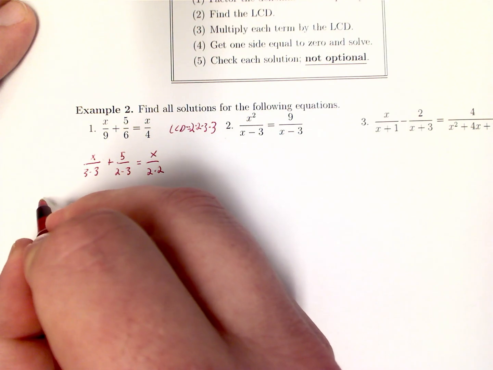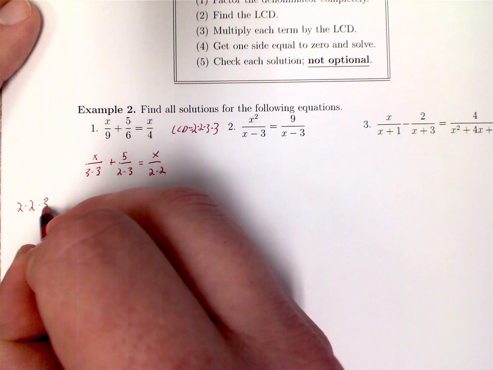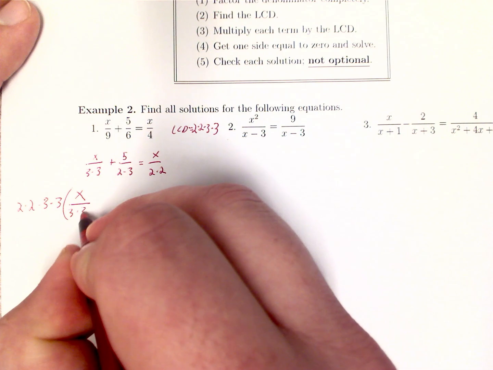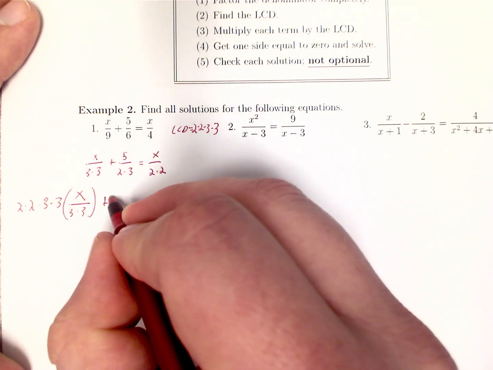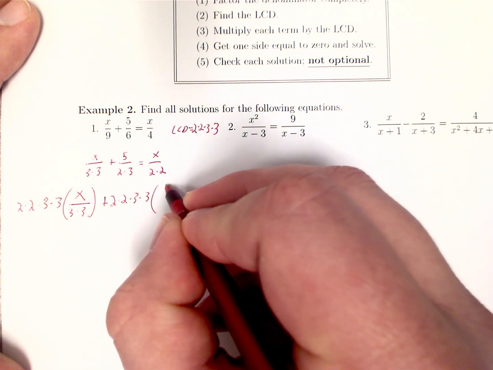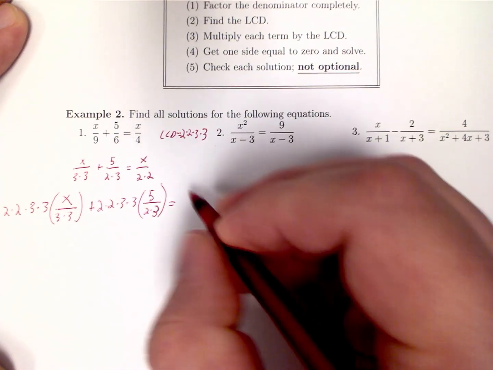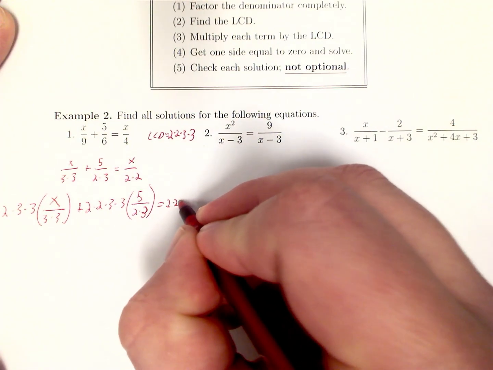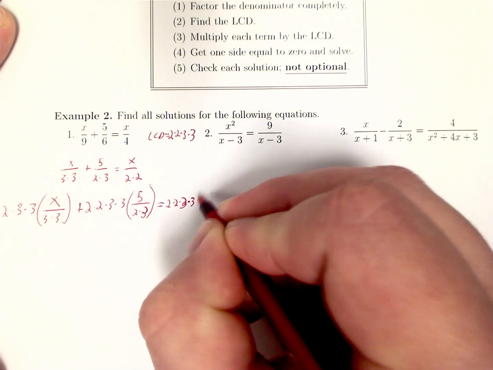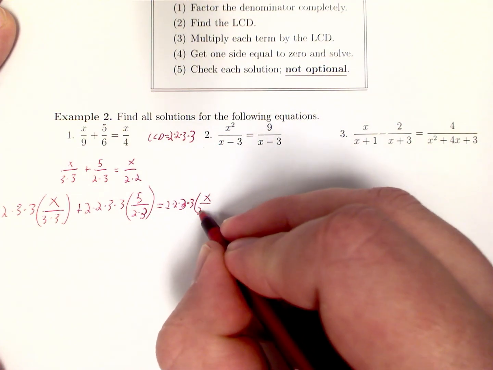So let's do that. I'm going to come all the way over here. 2 times 2 times 3 times 3 times x over 3 times 3. And then 2 times 2 times 3 times 3 times the next term, 5 over 2 times 3. And lastly, 2 times 2 times 3 times 3 times x over 2 times 2.